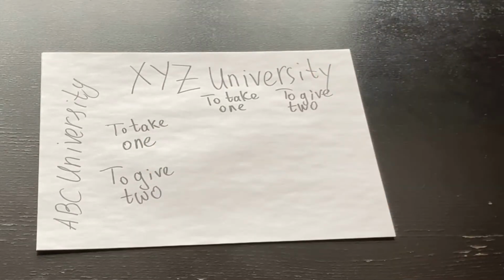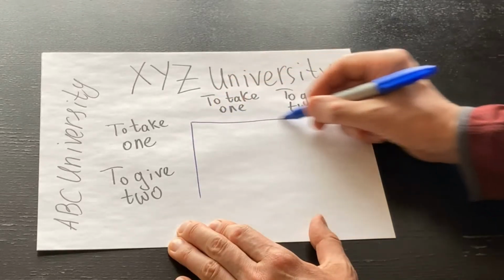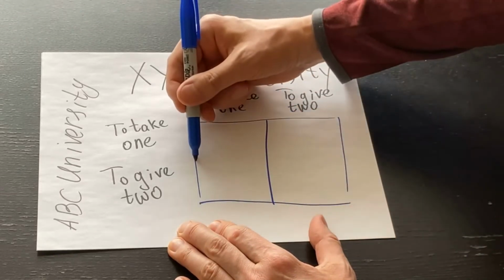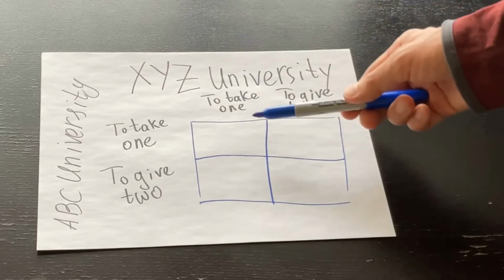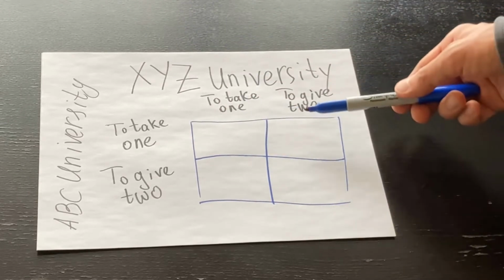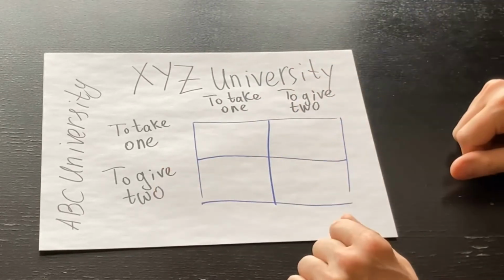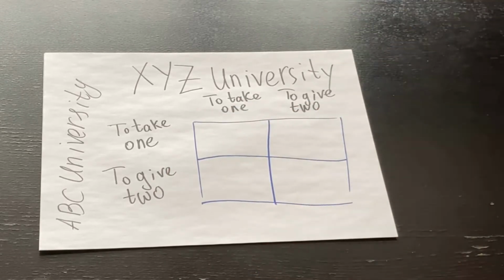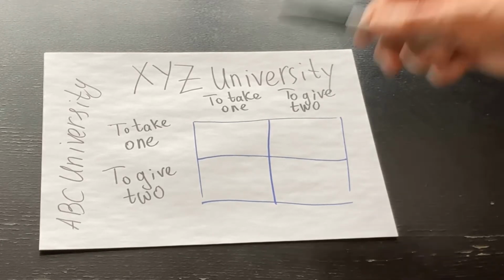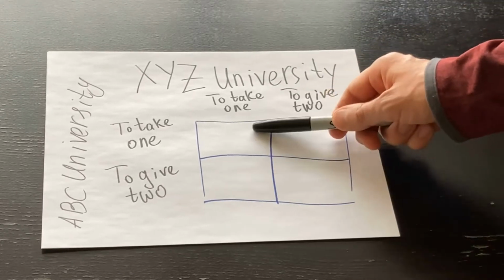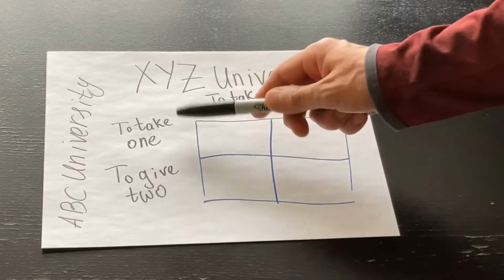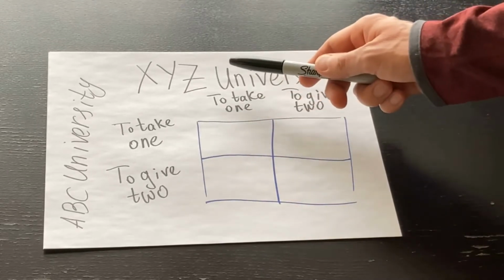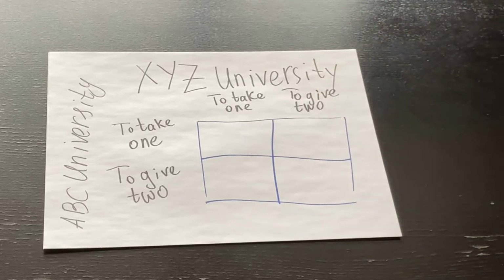We have a 2 by 2 matrix, and we have 4 outcomes. This is called the payoff matrix, the matrix with payoffs, gains or losses to each player, each university. So let's fill out this matrix. Look at this outcome. In this outcome, ABC University takes $1 million and XYZ University takes $1 million, and each university gets 1.